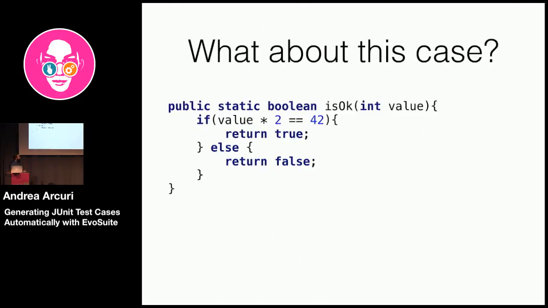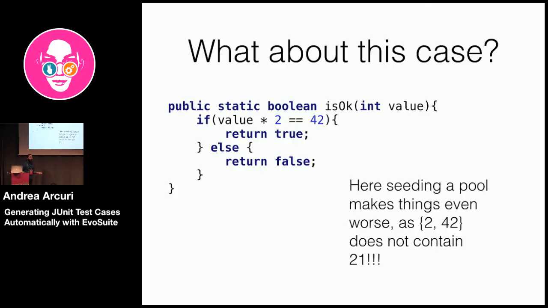Problem is, it's not so simple. I mean, if it was so simple, everyone would do it. Already on a trivial example, it doesn't work. So let's consider this trivial example in which I get as input a value, and I have a very complex predicate, say value times 2 equal 42. Very complex. And I want to manage to cover it.